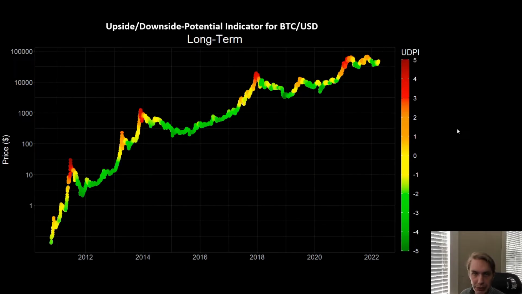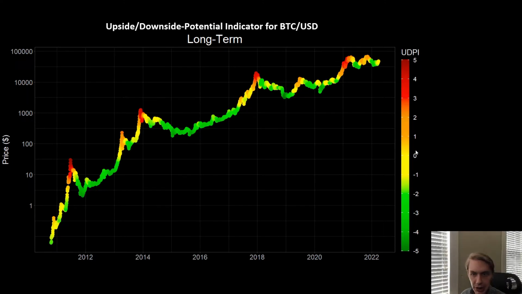All right, let's flip to a different model that we have here on the channel, the upside downside potential indicator for Bitcoin. And specifically, I'm looking at the long-term version that cares about moves that play out over months to years, a more macro time preference.